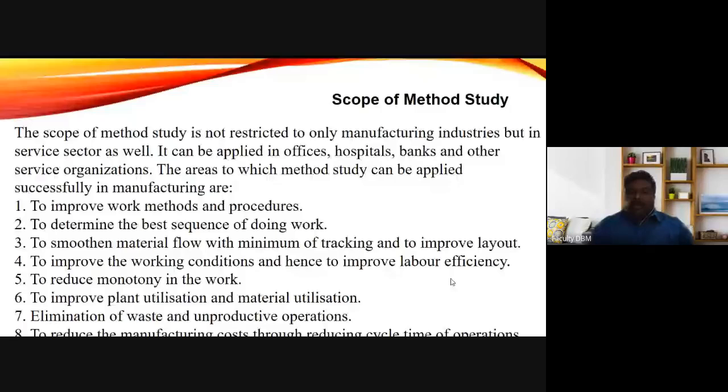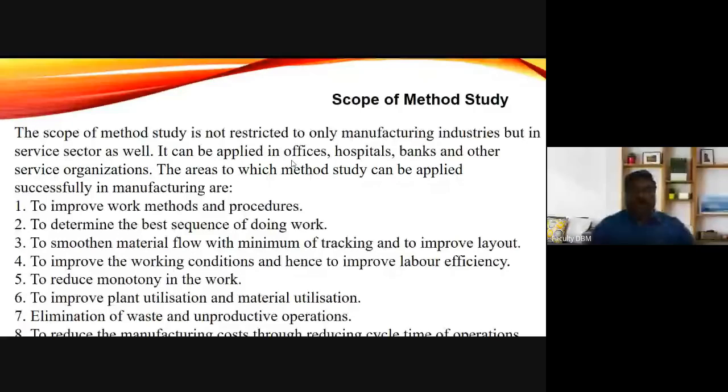So scope means how far and what are the limitations of this study. The scope of this method study is not restricted to only manufacturing industries; in the service sector also it can be done. It can be applied in offices, hospitals, banks, and other service organizations also. You can conduct a method study. The area of method study can be applied successfully in manufacturing to improve the work methods and procedures, to see the best sequence of doing the work and smoothen material flow.